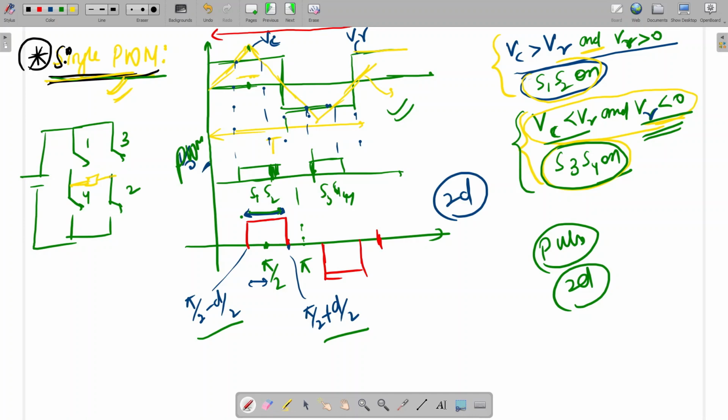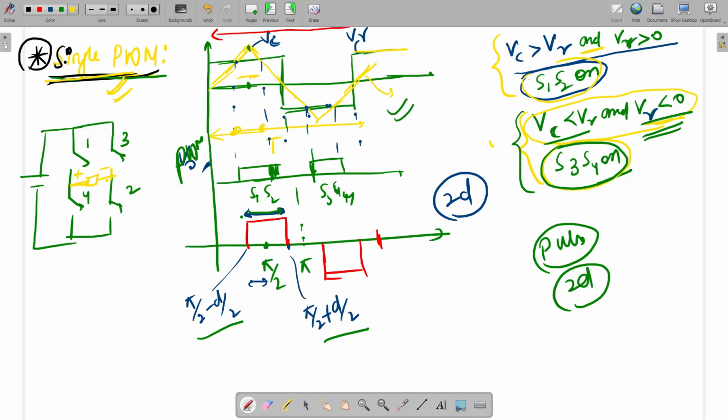This is the output voltage. If you see here, in the first section, VC is greater than VR from here to here, and VR is also greater than 0. These two conditions are satisfied. Then I am turning on switch 1 and 2. In this case, the output voltage will be this red color waveform. So from this point to this point, switch 1 and 2 are on.